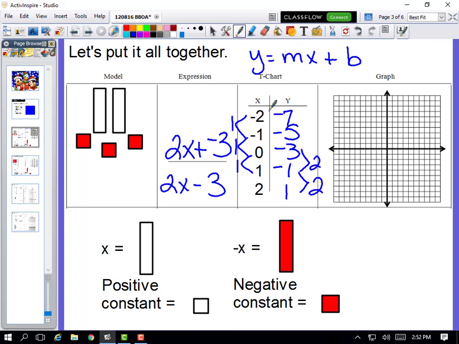Now we will take each of these coordinates and graph them on this graph. So the first coordinate we have is -2, -7, which means from the origin, we're going to go left 2, down 7, and put a dot. Then I'm going to go -1, -5, so left 1, down 5, put a dot. Right or left, none for 0, down -3.